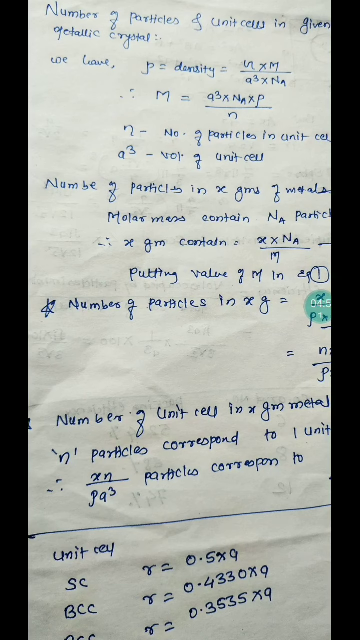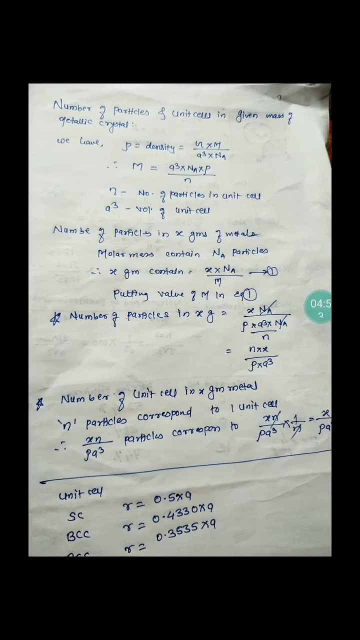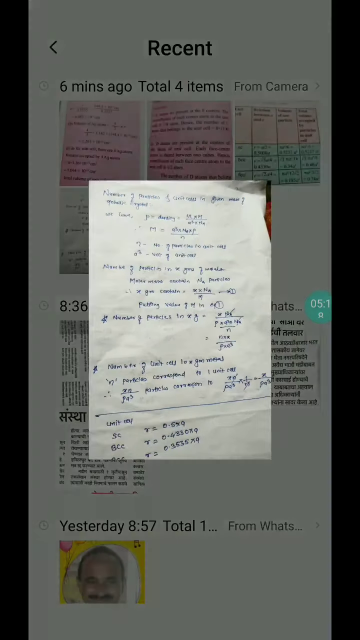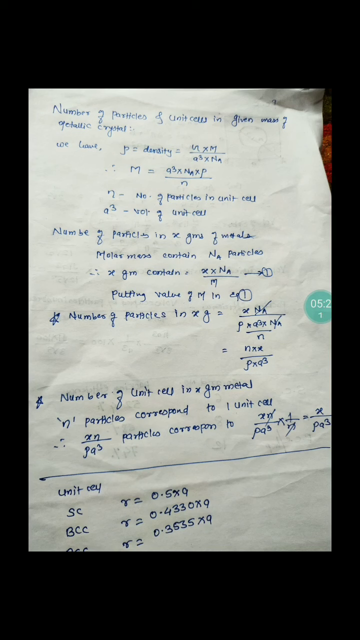So here for the simple cubic unit cell, the relation between radius and edge length is r is equal to 0.5 into edge length. For body centered cubic structure, it is 0.4330 into edge length, and for face centered cubic structure that is 0.3535 into edge length. So this is the relation between the number of particles and unit cells in x grams of metal.